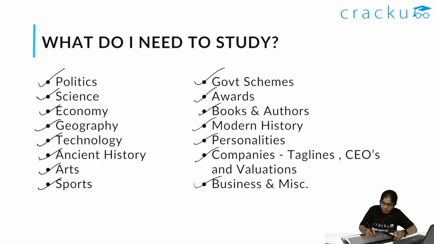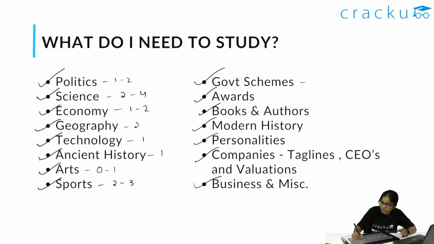As I said, from politics we can expect at least 1 to 2 questions, from science around 2 to 4, from economy at least 1 to 2, from geography at least 2, from technology 1 or 2, and from ancient history 1 question. From arts we can expect 0 to 1, and from sports it depends, but we can expect between 2 to 3 questions.